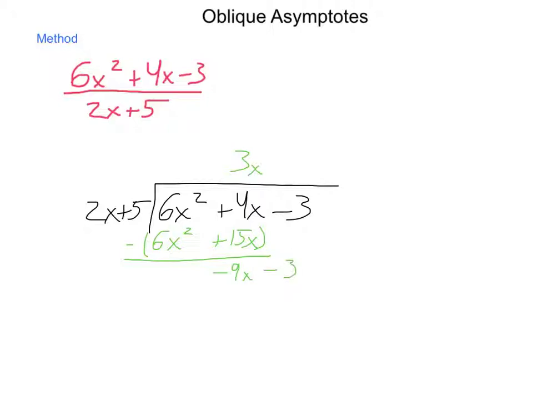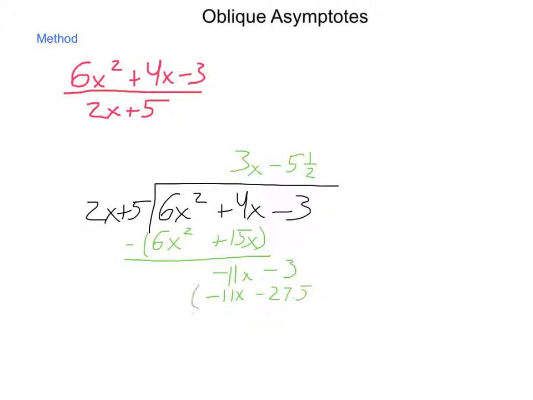Now we have negative 9x. We're dividing that by 2x. That's going to give us a negative, not 9x. That's supposed to be a negative 11x. Need to do my subtraction properly. Now negative 11x divided by 2x is negative 5.5. Negative 5.5 times 2x is negative 11x. Negative 5.5 times 5 is going to be negative 27.5.